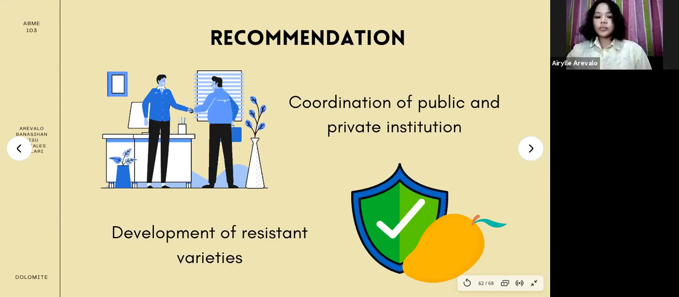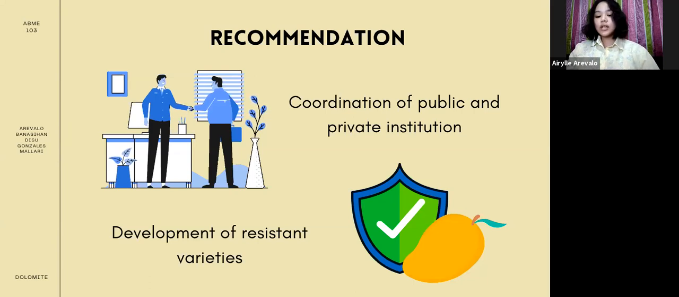For the recommendation, the mango industry must have a strong and consistent strategy that will demonstrate the continuous progress of the industry and enhance global competitiveness in manufacturing, distribution, and marketing by integrating industry efforts and providing stakeholders with a safe environment and opportunity. Coordination of public and private institutions for better implementation of strategies through collaboration.